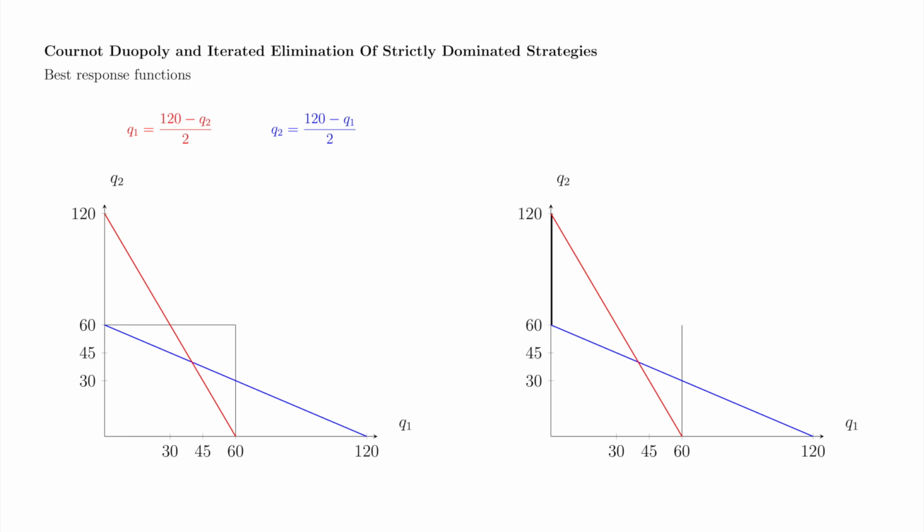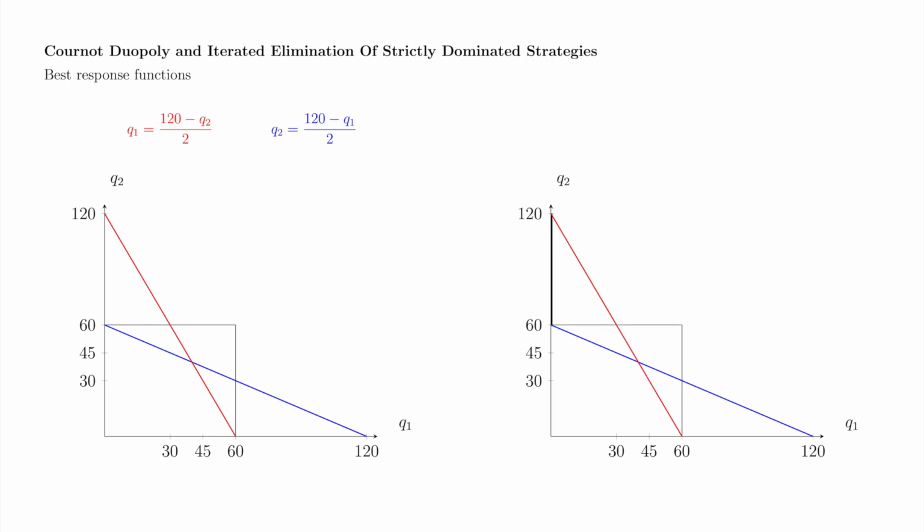Now, we'll repeat the same line of reasoning to eliminate the interval on the Q2 axis between 60 and 120. The interval on the Q2 axis between 60 and 120 is marked with a thicker black line. Note that the blue line is fully below Q2 equals 60. When Firm 2 best responds to Firm 1, it always selects a quantity between 0 and 60.